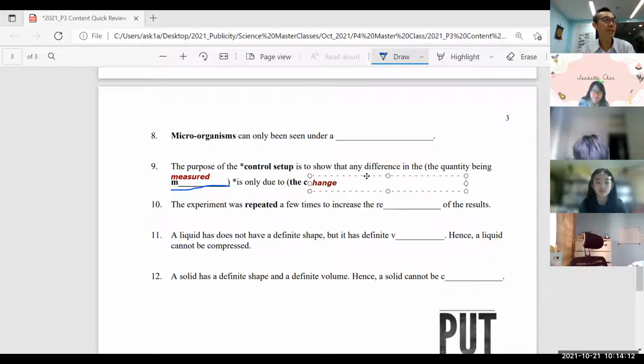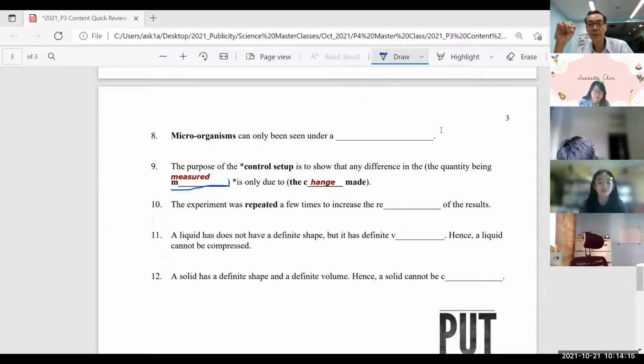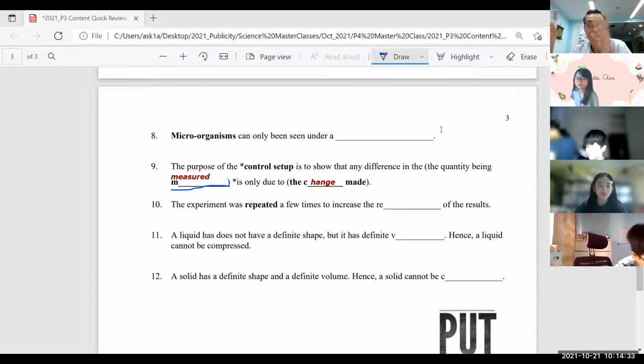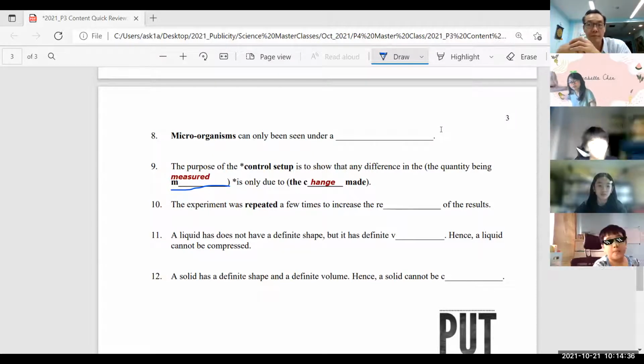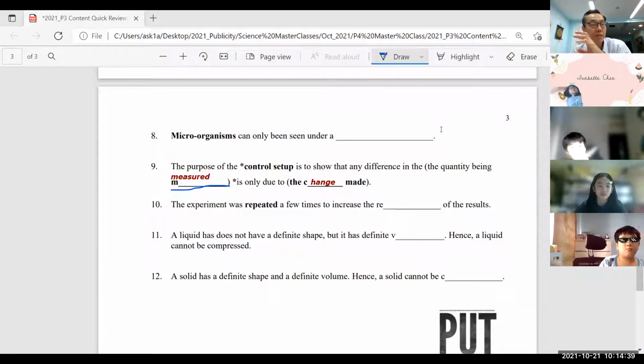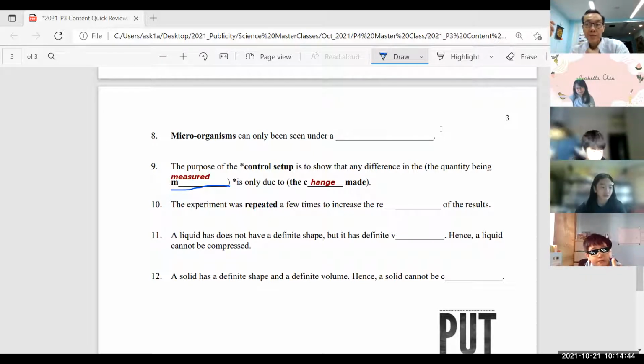How to use this question? Usually they show you one experiment, right? For example, you want to determine if light intensity affects the rate of photosynthesis. So I change the distance of the torchlight from the plant. The closer the distance, the stronger the light. So they ask you what is the purpose of the control setup. Control setup means one setup without a torchlight. So the control setup shows that any difference in the rate of photosynthesis, because you measure the rate of photosynthesis, is only due to the distance between the plant and the torchlight. So there's a change.